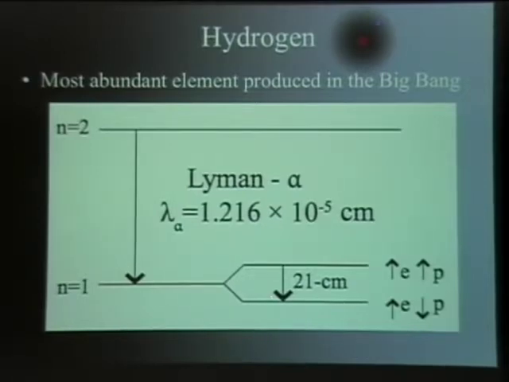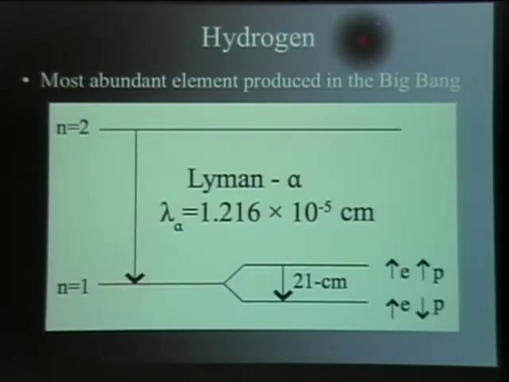There is another transition that has to do with the relative orientation of the spin of the electron relative to the proton. So the hydrogen atom has a proton and an electron, and if the two spins are aligned, you get a higher energy state. And the difference between them is associated with a wavelength of close to 21 centimeters. And I'll describe the use of these two transitions.